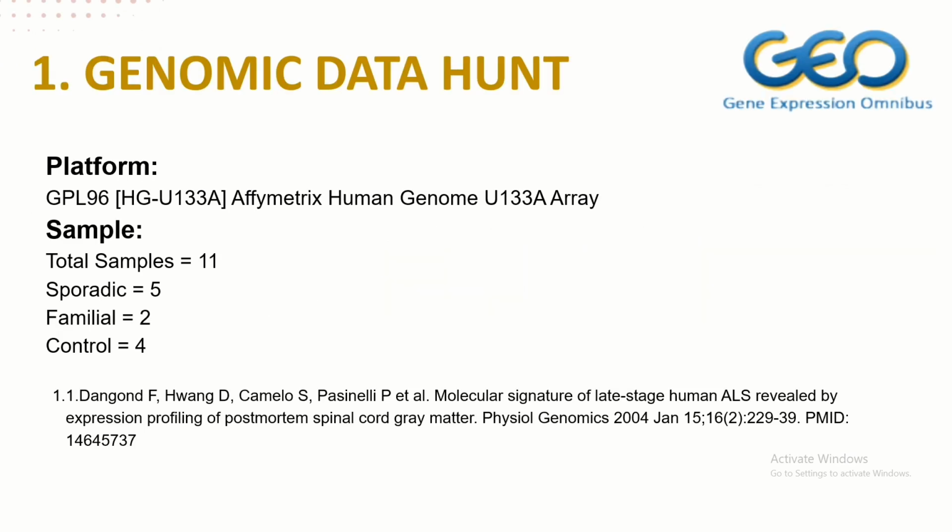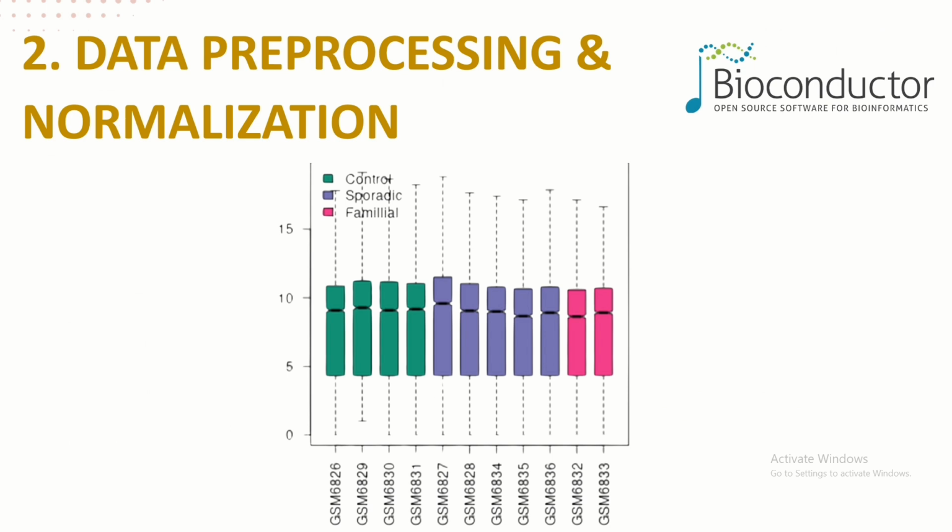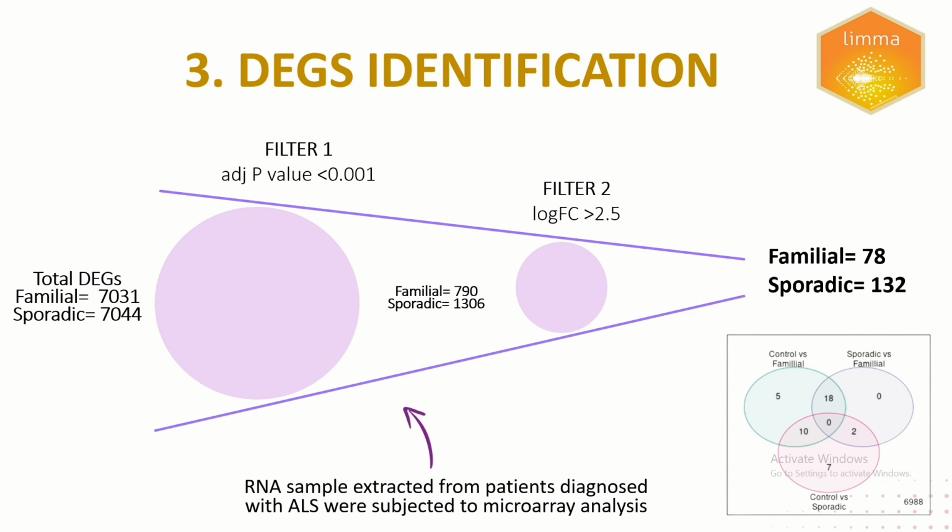Coming on to our results, we started by collecting data from the Gene Expression Omnibus, focusing on a dataset by Dancon et al. We then preprocessed and normalized the data to identify differentially expressed genes. In total, we found 7,031 genes for familial ALS and 7,044 for sporadic ALS. These were further filtered based on p-values and log-FC change, narrowing down the list to 78 DEGs in familial and 130 in sporadic, which were highly specific and significant.